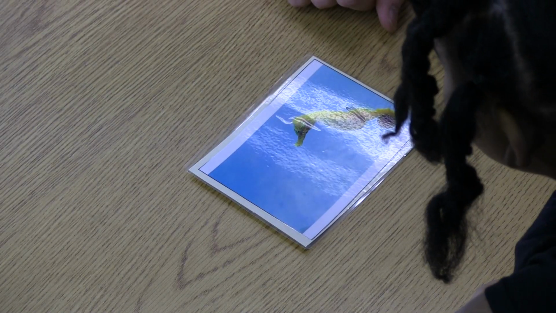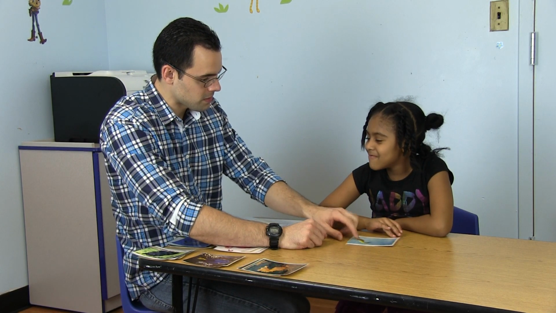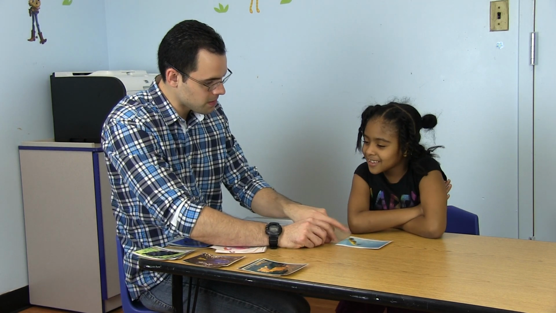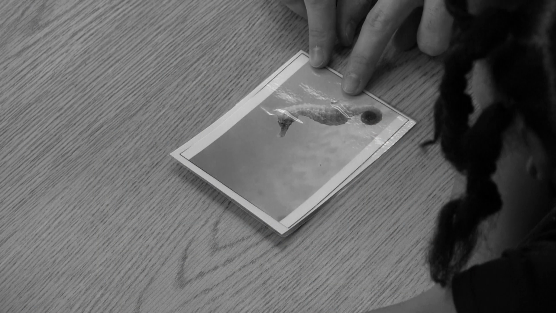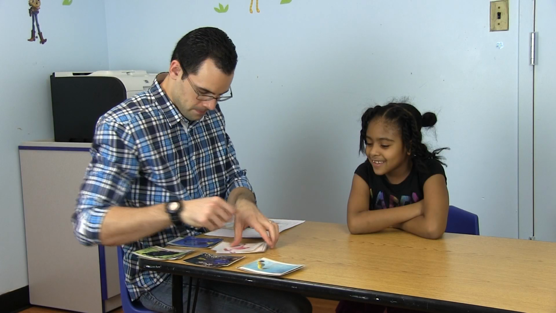What's this? Seahorse. That's a seahorse. The teacher presents a picture of a seahorse to the student and asks, "What is it?" and waits 3 seconds for the response. The student incorrectly tacted it flamingo and therefore received a correction from the teacher. It's a seahorse.